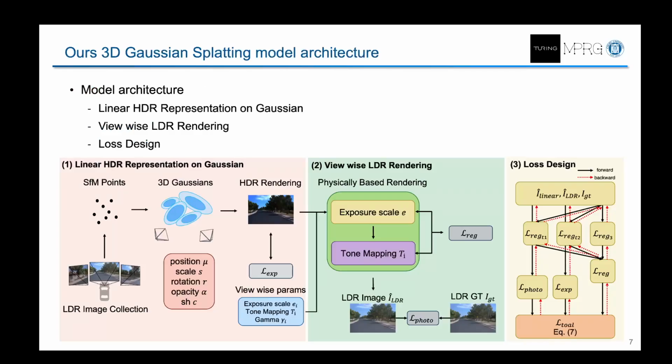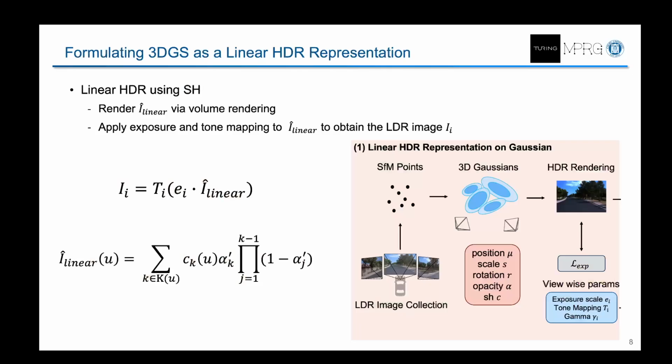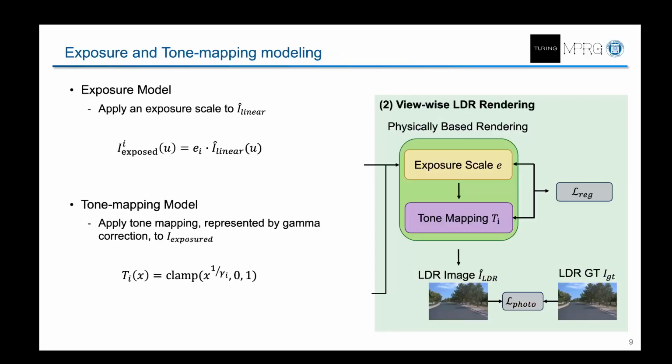Our model consists of HDR representation, view-wise rendering, and loss design. We explicitly separate radiance and camera parameters. We represent the scene using linear HDR radiance and render it via volume rendering. Then we apply exposure and tone mapping to obtain LDR images. Exposure is modeled as a scaling factor. Tone mapping is represented using a gamma function. This is simple but physically interpretable.